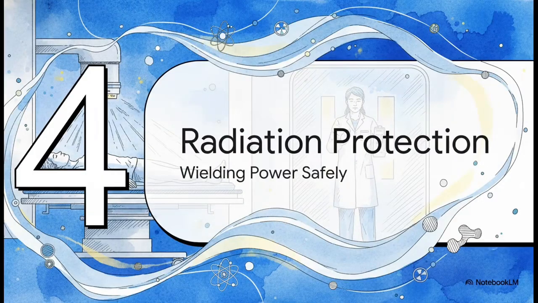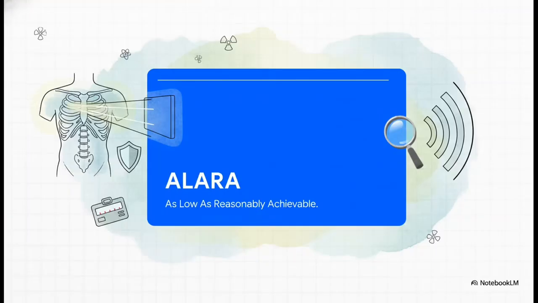Which perfectly tees up Section 4, Principles of Radiation Protection: Wielding the Power Safely. Now we've reached the most vital part of our explainer. How do we keep you, whether you're the patient on the table or the tech behind the lead glass, entirely safe from these powerful forces?